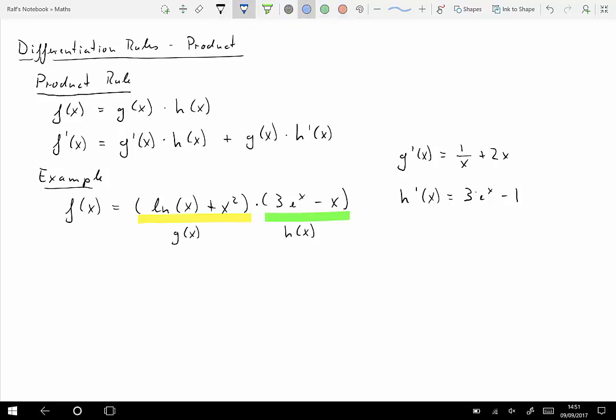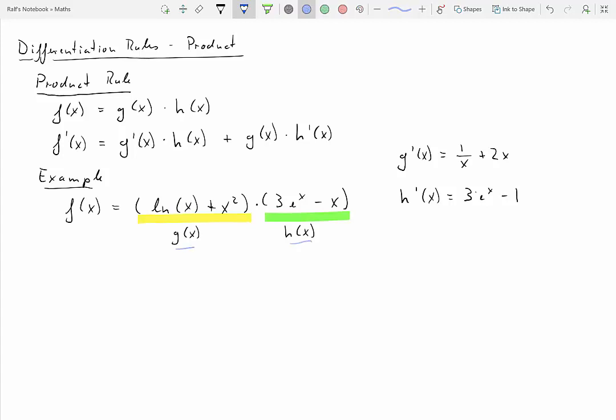So basically, we now have all the ingredients. We just have to assemble them together. We have g of x, h of x, g prime of x, and h prime of x. These are just all the 4 parts we need for f prime of x. So from here, all we're going to do is just put it all together. Let's start with g prime of x. Well, that's 1 over x plus 2x.